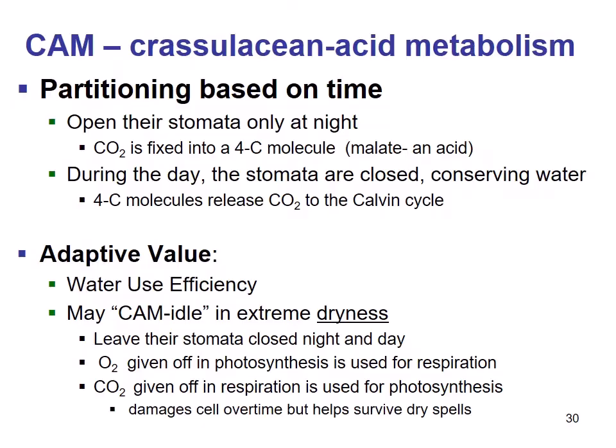So that brings us to CAM plants, or crassulacean acid metabolism. These plants do partitioning based on time instead of space. So all the other plants have their stomata open during the day, which makes sense because that's when light's available, so that's when it would make sense to do the Calvin cycle as well. But CAM plants open their stomata at night, which for them makes sense because you're less likely to lose water at night because night is going to be cooler, right? So you're going to lose less water there.